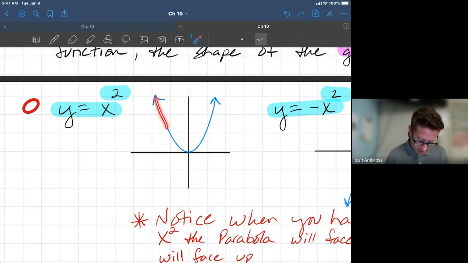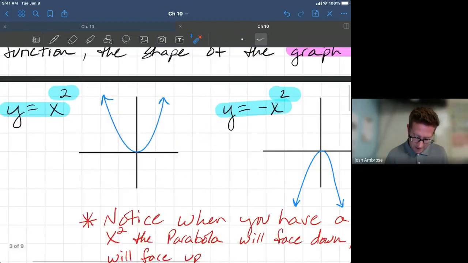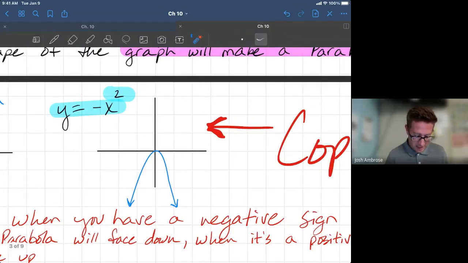Okay, kind of looks like a smiley face. All right, so one of the ways that I describe that is that if you are positive, you smile. All right, then let's look at this one here, a negative 1. So if you are negative, then you frown. Okay, so that opens down if you have a negative coefficient or a negative value in front of the x squared.